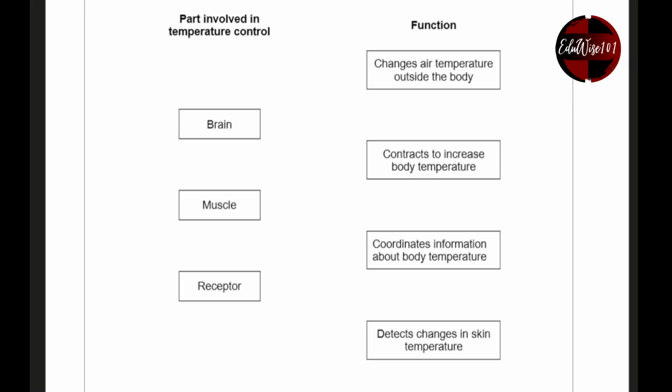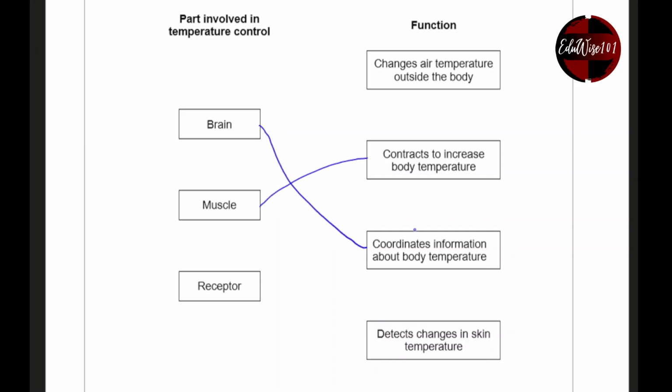So what does the brain do here? The brain coordinates information about body temperature. It actually tells which part of the body is feeling cold or warm. The muscles contract. So what do the muscles do? Muscles contract to increase body temperature. So this is why we shiver when we are cold.